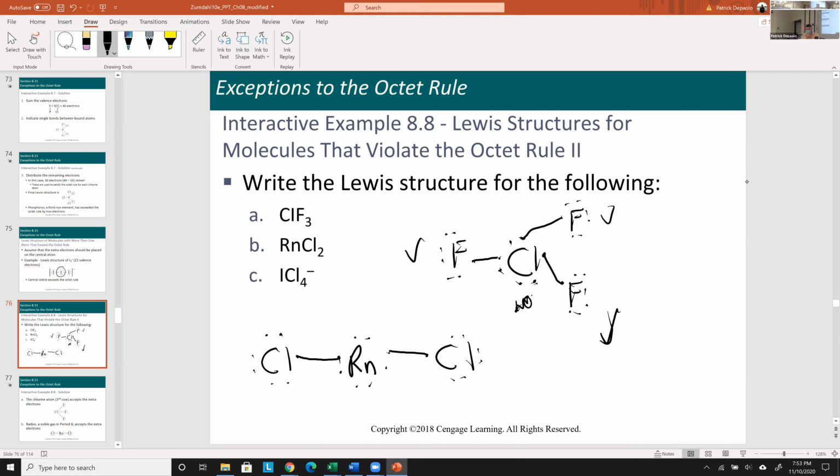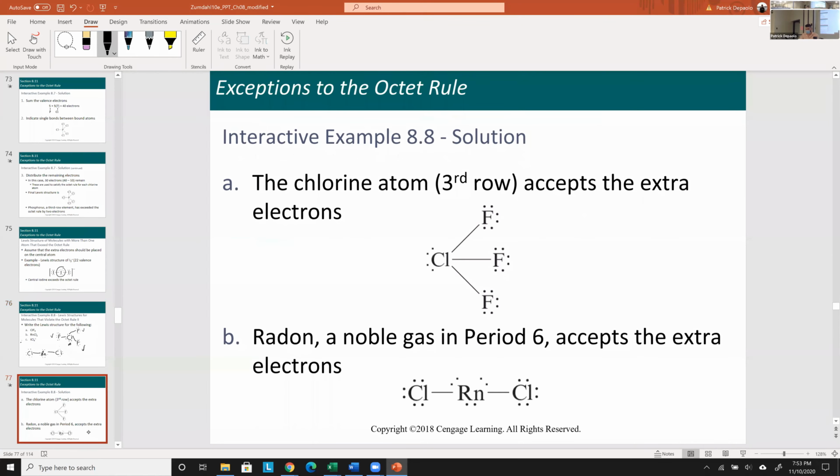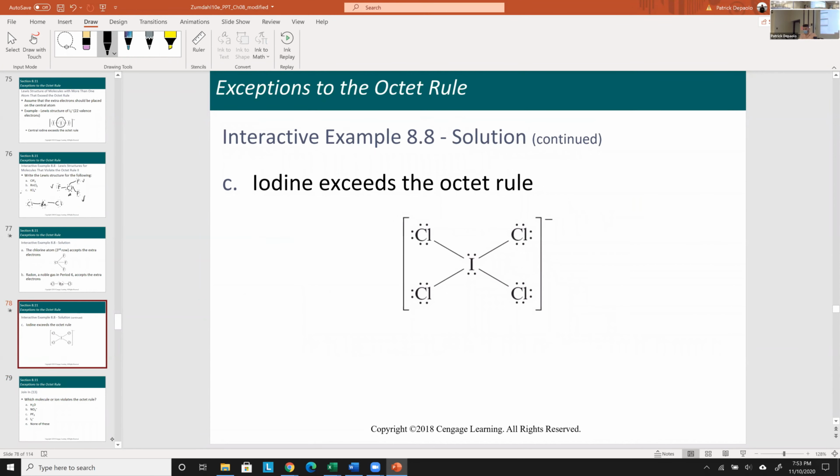ICl4 minus. What the hell? All right, so what's going to be in the middle? I, good, I. And then good job, Angela. But you didn't draw the rest of the chlorine. I know what you mean, though. So you're going to have the chlorines bound to the iodine. So I don't have much room. So here's what it would look like.